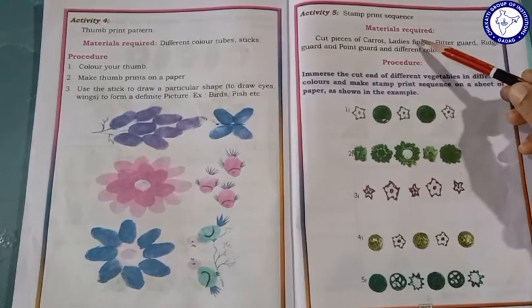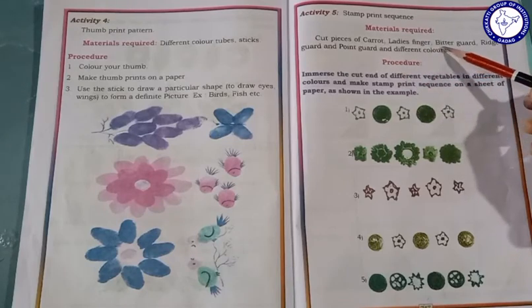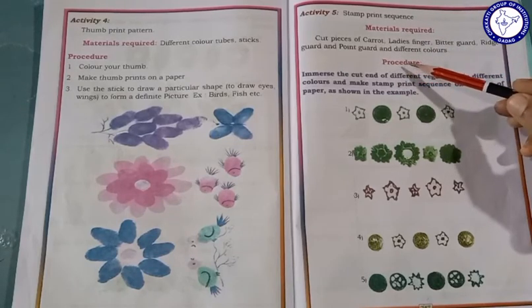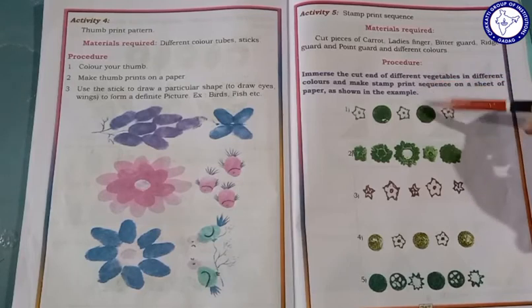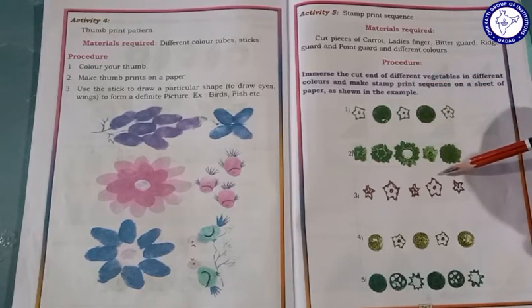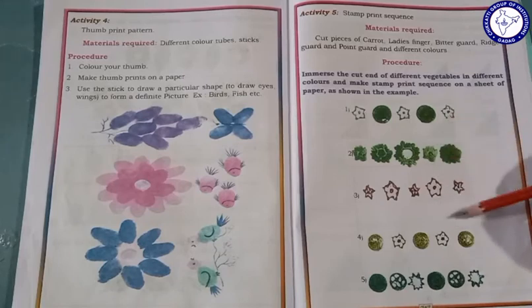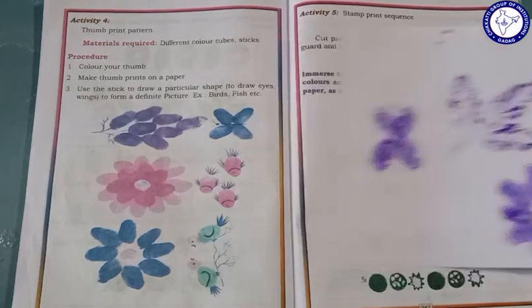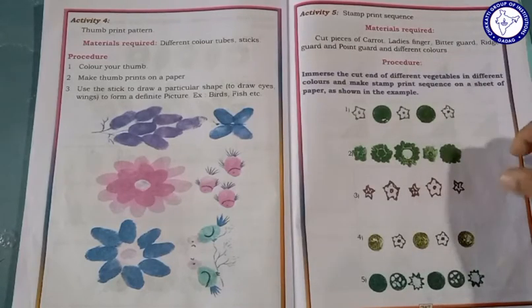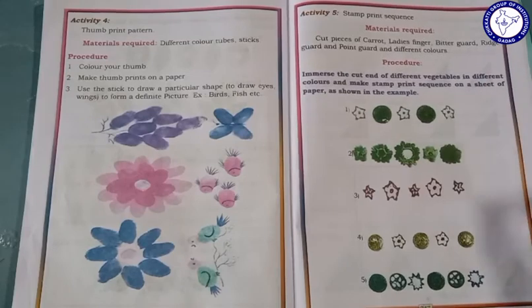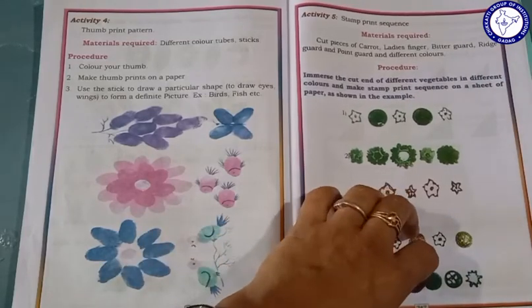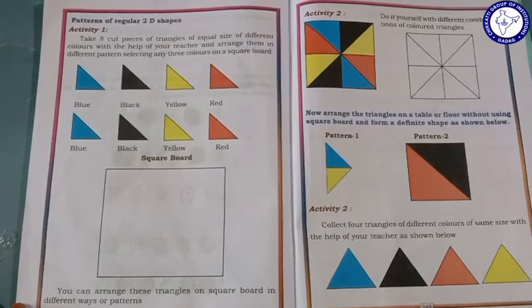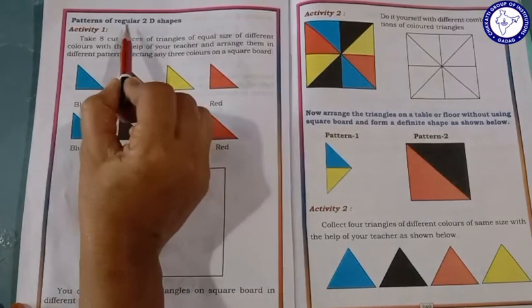It means sequence here. Materials required: cut pieces of carrot, lady's finger, bitter gourd, and pointed gourd, and different colors. Procedure: immerse the cut end of different vegetables in colors and make a stamp print in sequence on a sheet of paper as shown in the example. In the same way, you also cut the vegetables, immerse them in the color, and put them on a sheet.